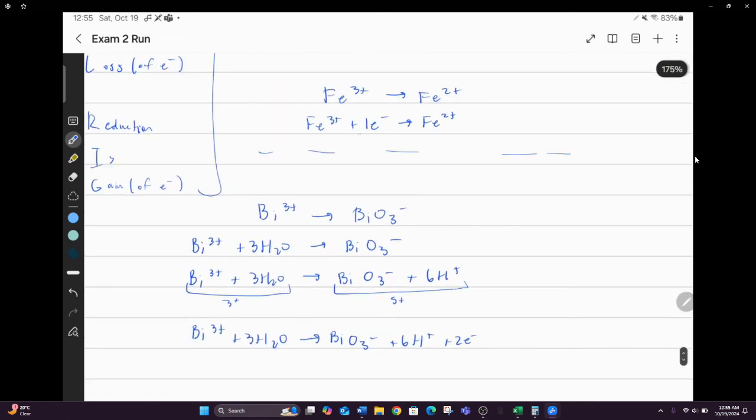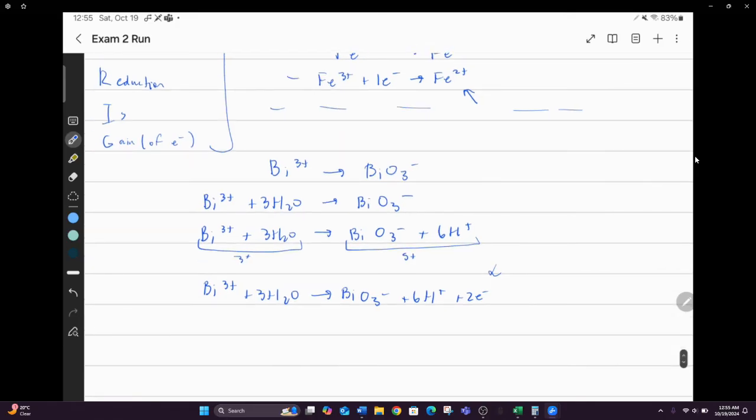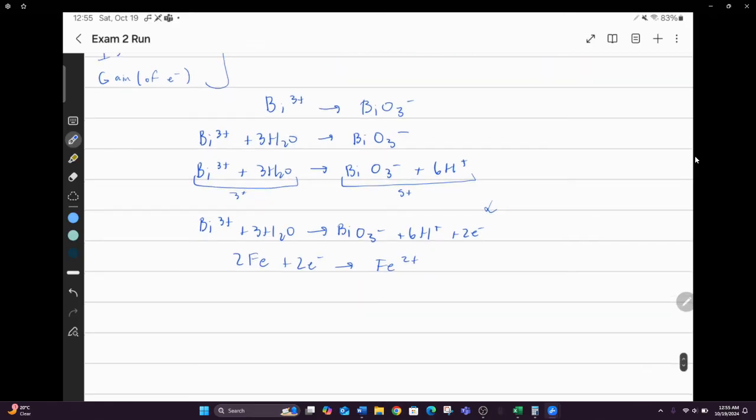Now if we're looking at this reaction, we need to balance these two together. As you can see, we have 2 electrons here, we have 1 electron here. So basically we need to double this reaction. We just need to multiply that by 2. So we have 2 Fe3+ plus 2 electrons goes to 2 Fe2+. And now we should have our balanced reaction.